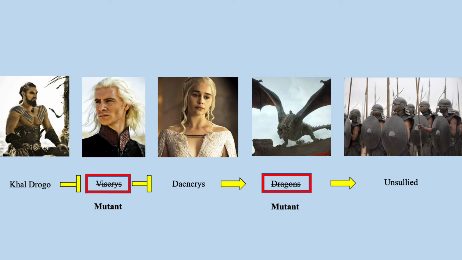So what if both the Viserys gene and the dragon's gene were mutated? If the Viserys gene is mutated, then it would not be able to repress the Daenerys gene. However, the dragon's gene is also mutated, so this would still result in the Unsullied remaining enslaved.